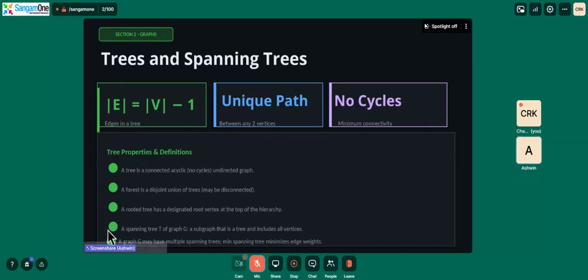Then comes the rooted tree. It has a designated root vertex at the top of the hierarchy. A spanning tree of the graph is a subgraph that is a tree and includes all vertices. A graph G may have multiple spanning trees. A minimum spanning tree minimizes the edge weights. The minimum spanning tree is more useful for reducing the calculation speed.